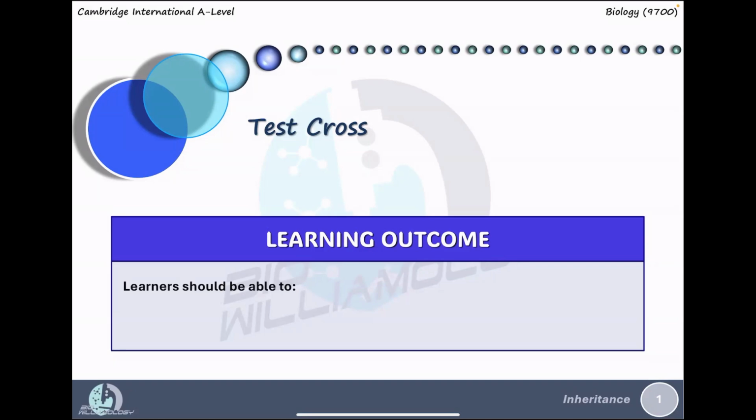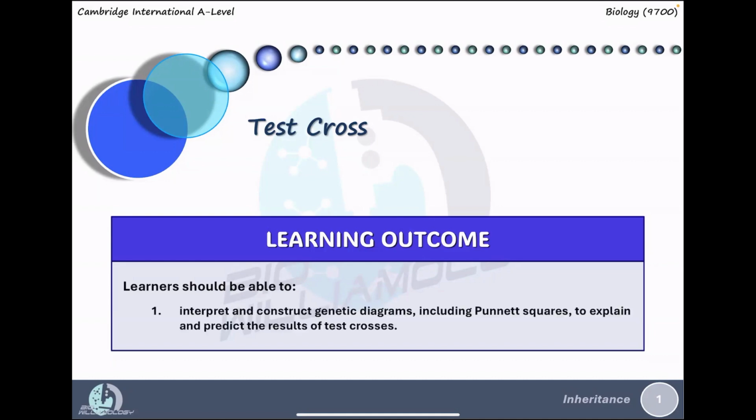In this lesson, we will explore test cross. At the end of this lesson, you will be able to interpret and construct genetic diagrams, including Punnett squares, to explain and predict the results of test crosses. Let's get started. So, what is a test cross?